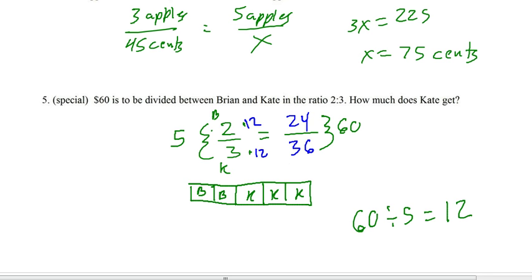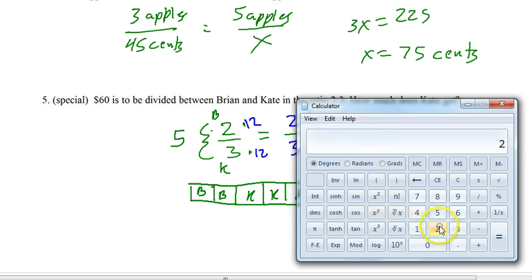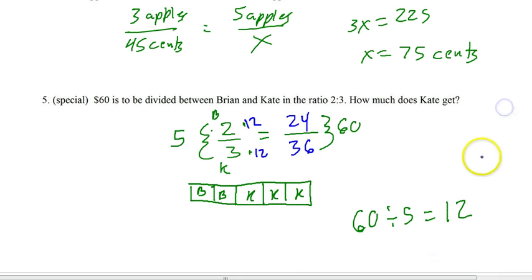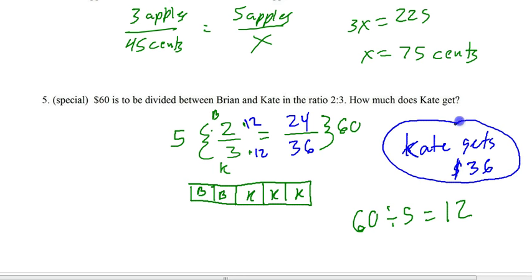If you don't believe me, check it. So what is 2 divided by 3? 0.6. What is 24 divided by 36? 0.6, 66.7. And there it is. So that means Kate would get $36. And that's how you would do it.